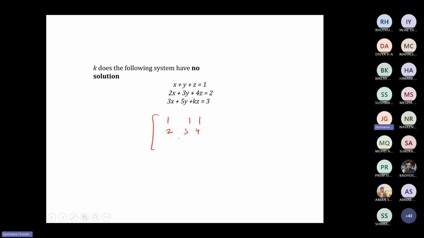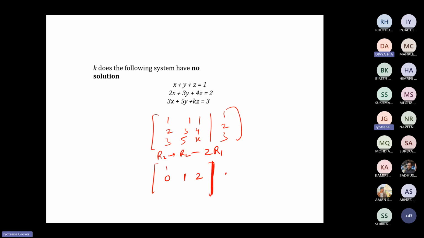It says you have to find the k for which this system of equations will not have any solution. Take the augmented matrix, then apply. You did this? Yes, ma'am. 3 minus 2 is 1, 4 minus 2 is 2, and 2 minus 2 is 0. Then 3 minus 3 is 0, 5 minus 3 is 2, k minus 3. Then this is 3, 0, minus 3, 0. Okay, you have no solution.